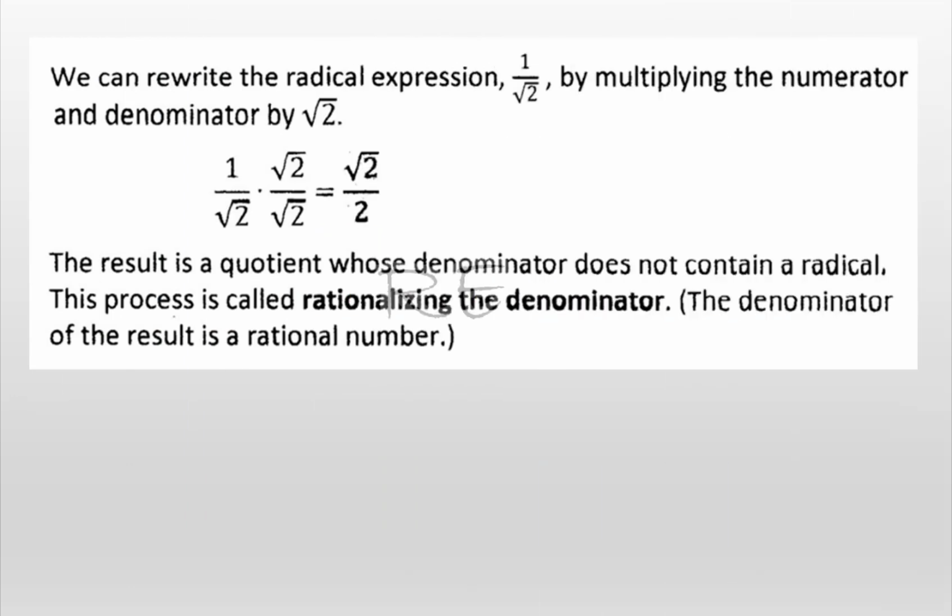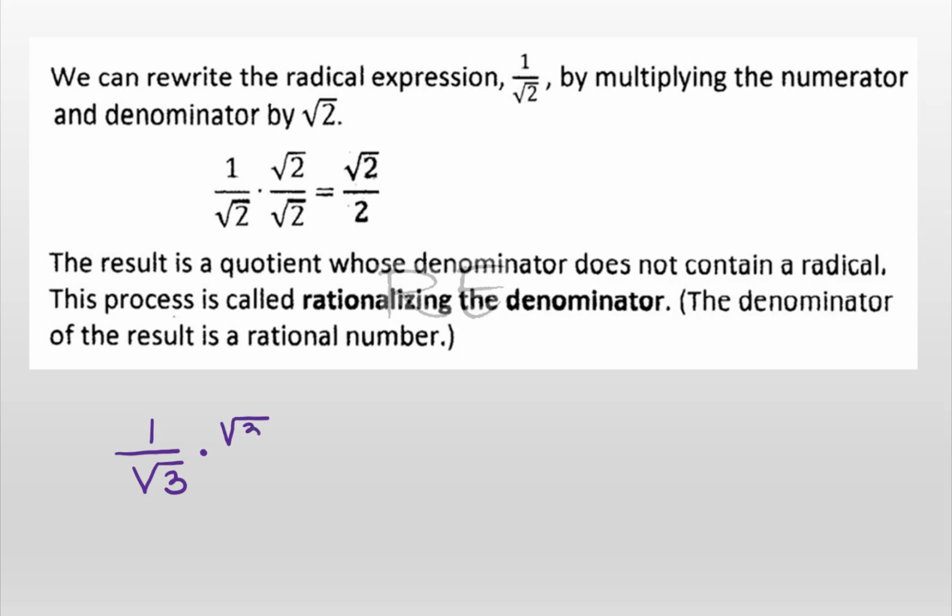To rationalize the denominator, we multiply the radical expression by, for example, 1 over square root of 2. We multiply it by square root of 2 over 2. 1 over square root of 3, we're going to multiply it by square root of 3 over 3.